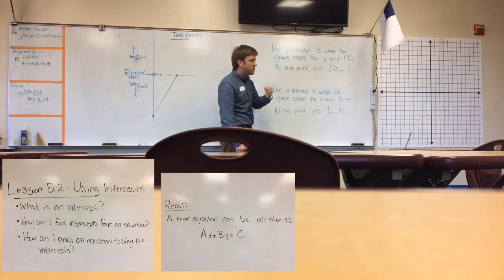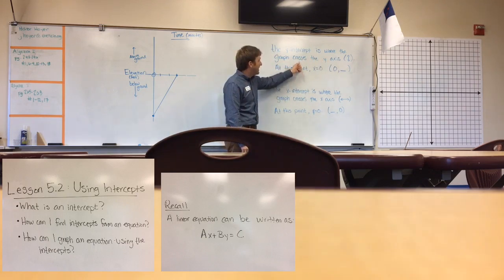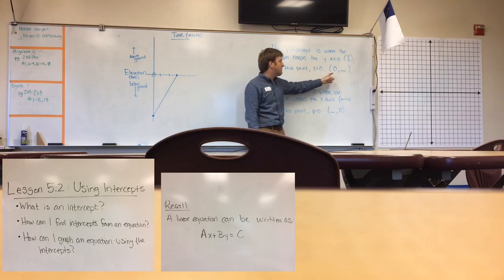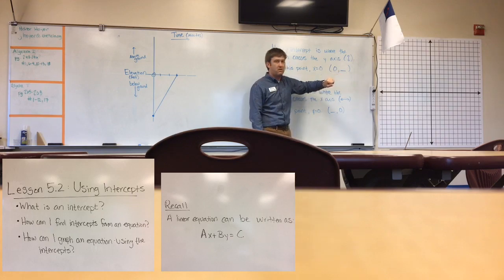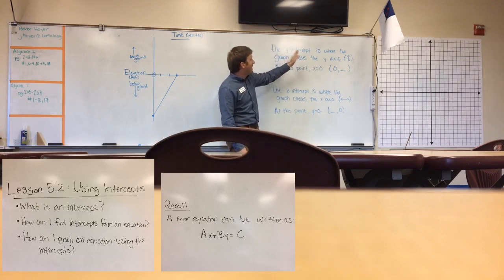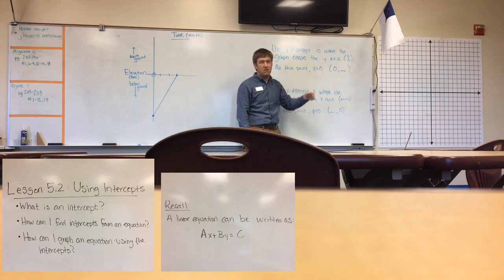And it's helpful to remember that at this point, at the y-intercept, the value of x is 0. Okay? So the y-intercept's ordered pair is always in the form 0, blank. 0 and then the place where the graph crosses the y-axis. So the y-intercept is where the graph crosses the y-axis. At this point, x equals 0.